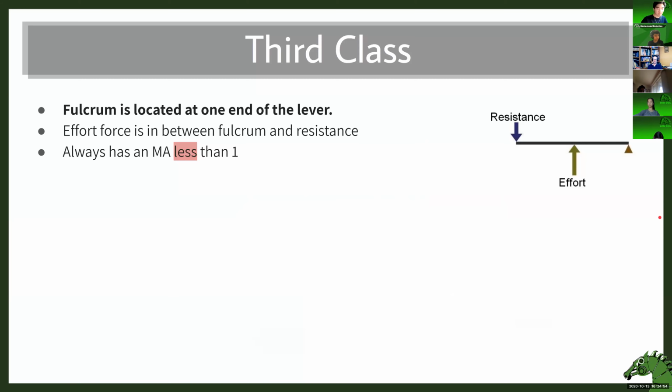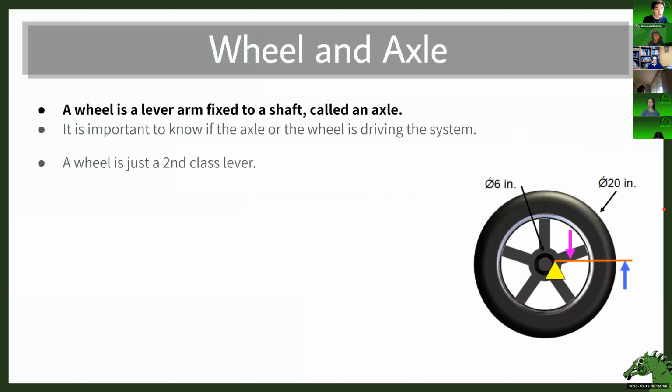All right, let's go. Okay, so next is the wheel and axle. So this is basically a wheel. In the end, it is just a lever arm fixed to a shaft called an axle, right? You see this diagram here. This is probably not a way you've thought of a wheel before, right?